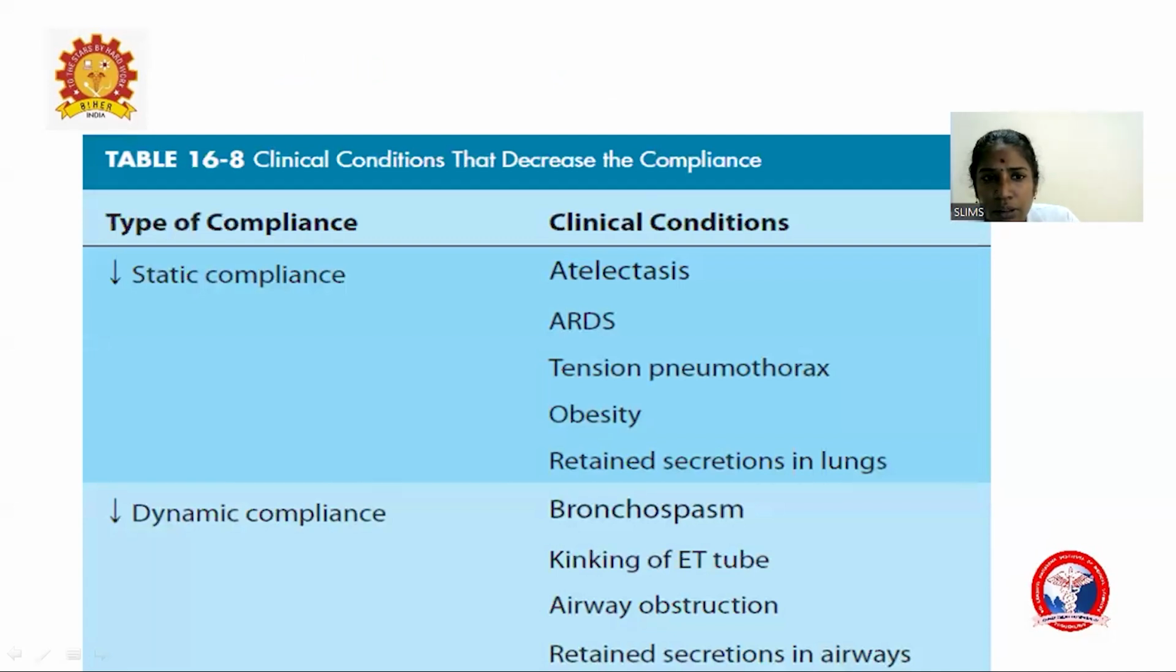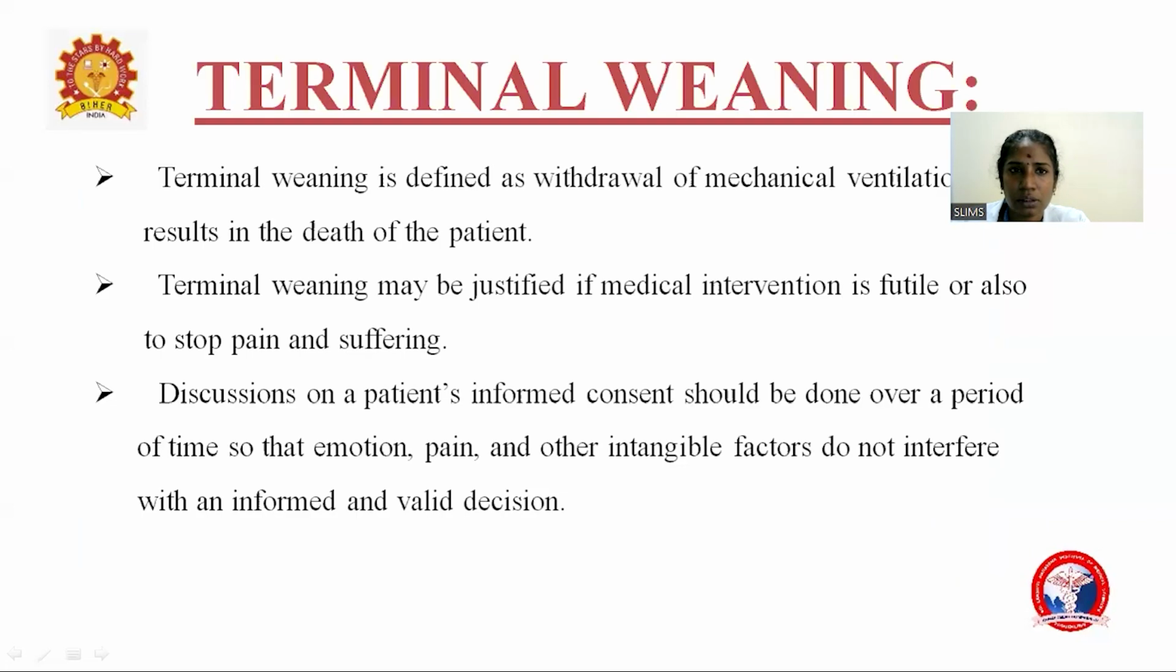So what are the compliance conditions related to our weaning strategy? If there is decreased static compliance, you can see it in atelectasis, ARDS, tension pneumothorax, obesity, and retained secretion in the lungs. These are all the conditions where you can see decreased static compliance. And decreased dynamic compliance, you can note at the time of bronchospasm, kinking of the endotracheal tube, airway obstruction, and retained secretion in the airway. These are all the conditions where we can have decreased compliance.